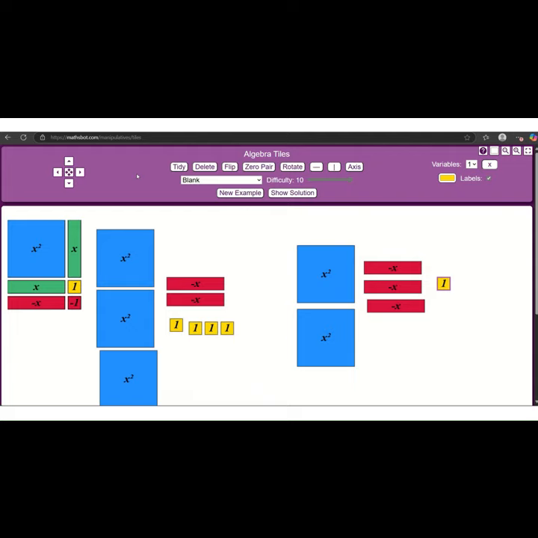As we move into subtracting, one of the ways that we can talk about subtraction is adding the opposite. And we do this a lot when we talk about like 5 minus 3 is the same as 5 plus negative 3. So we add the opposite. Well, that definition still holds when you are adding or subtracting polynomials.